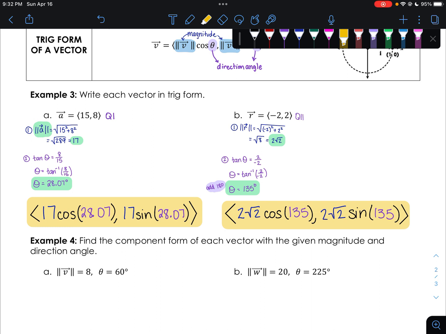So this part, you're just watching. You're not touching a calculator. You're not doing anything. You are just watching. You're not writing this down. You're watching. If I go back to, I'll do part B.